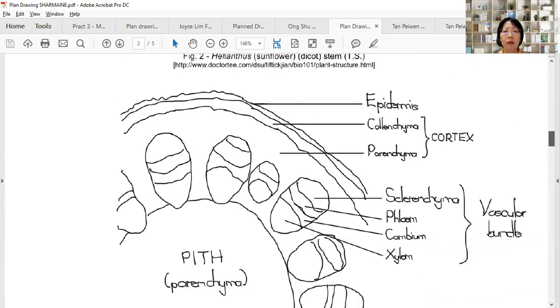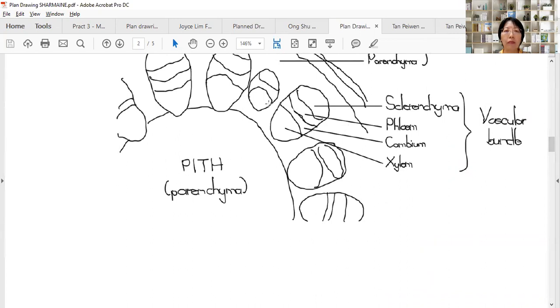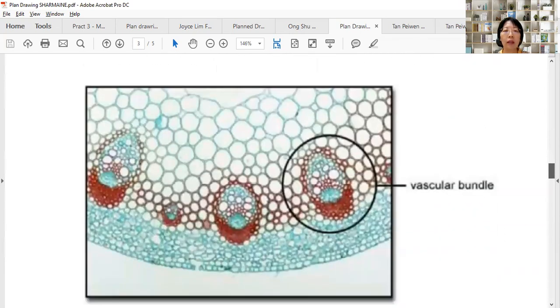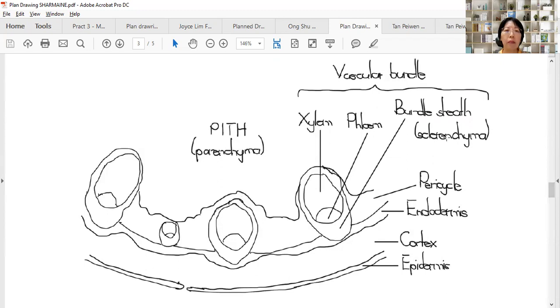stem. Okay, so again, the pith location is wrong. Always remember, pith is after the cambium and cortex is before the cambium. So that will distinguish between cortex and pith. Again, pith cannot be labelled inside your drawing. You must have a label line to actually label it.